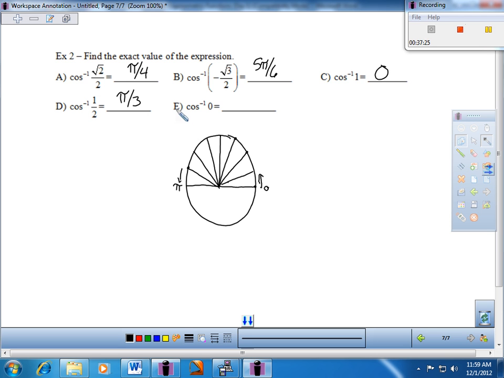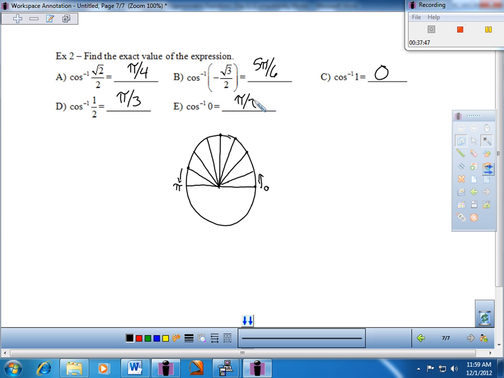Last one here, inverse cosine of 0. Let's see it, everybody. Where do I get a cosine ratio of 0? Oh yeah, right here. That's where the x-coordinate is 0 as I travel around. And what's that angle measure, everybody, in radians? Pi over 2.